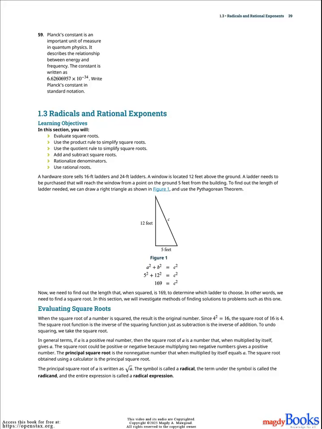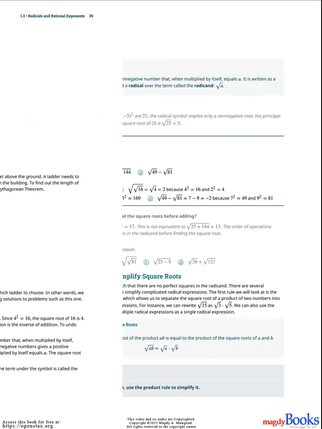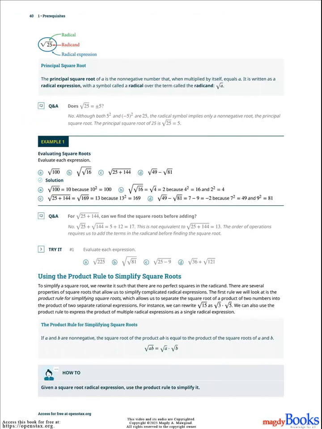The square root could be positive or negative because multiplying two negative numbers gives a positive number. The principal square root is the non-negative number that, when multiplied by itself, equals a. The square root obtained using a calculator is the principal square root. The principal square root of a is written as √a. The symbol is called a radical, the term under the symbol is called the radicand, and the entire expression is called a radical expression.